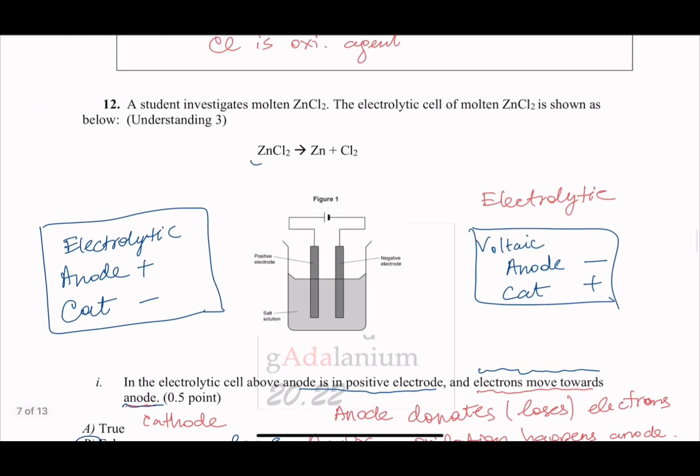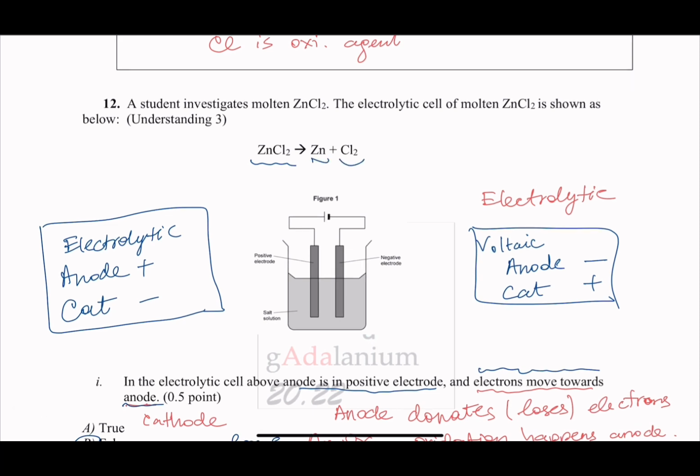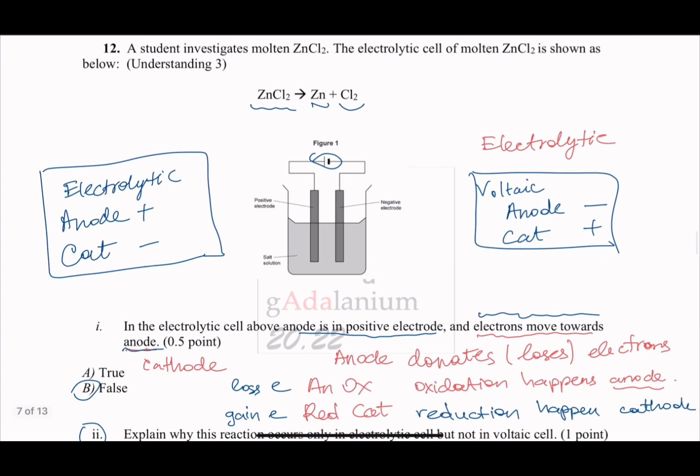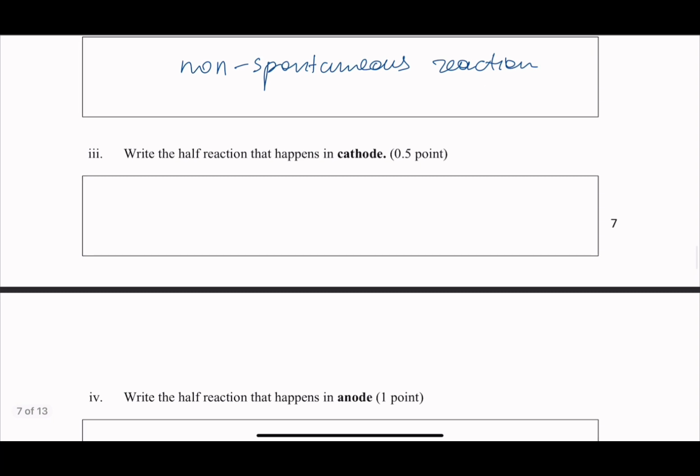Like this salt, it's a chemical salt. It does not decompose into two by itself. We need to put electricity through a battery, so this reaction will happen. Now it's asking to write the half reaction that happens at the cathode.